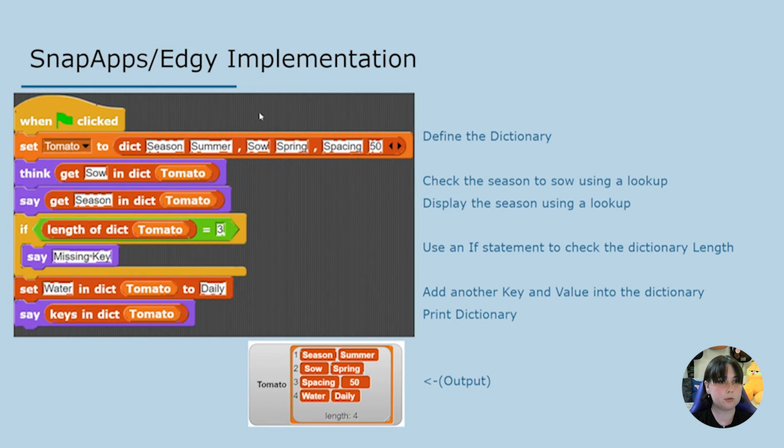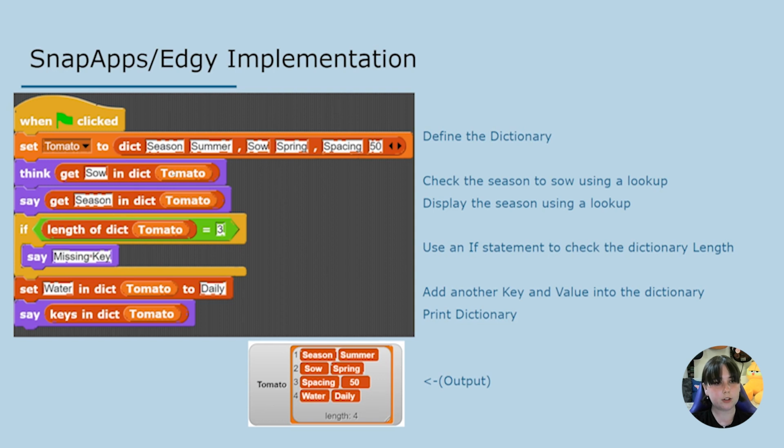Snap Apps Edgy is a little bit different than Python, but again, we have to set the tomato variable before we start and then make that equal to the dictionary here. And if you wanted to add more values to that, you can actually just press the arrows and it does let you add more values to enter there. So I've written get, so, and dictionary tomato, and that's how you would get the value in there. And then if you say get season in dictionary tomato is how you would get the season.